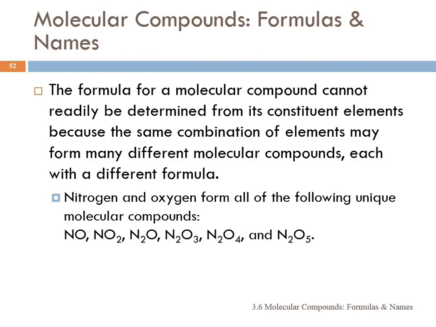In fact, we can get multiple compounds from the same two elements. The example is nitrogen and oxygen. 1, 2, 3, 4, 5, 6 different compounds between nitrogen and oxygen. And you can't predict this just by looking at the periodic table. So we need a different set of rules to name these guys.